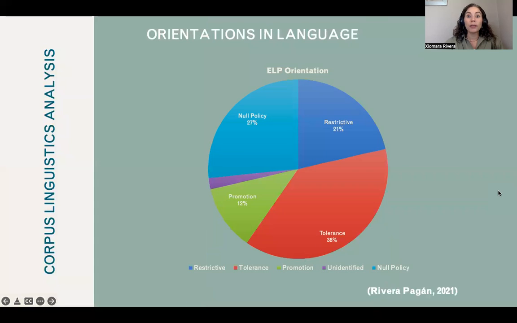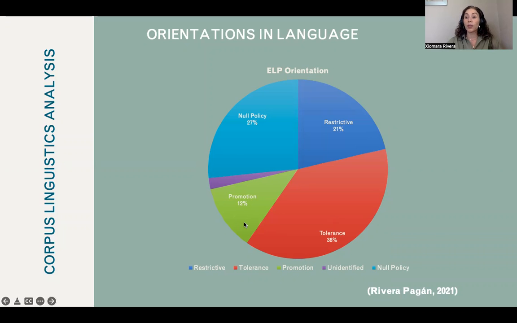And so once the educational language policies were downloaded and coded, they basically broke down into these initial ELP, or educational language policy, orientations. We have over a quarter that were identified as null policies, so that is a lack of explicit educational language policy. Then 21% were restrictive. 38% were identified as tolerance orientation according to overall objectives. Promotion, there were 12% that were identified as promotion according to overall objectives.